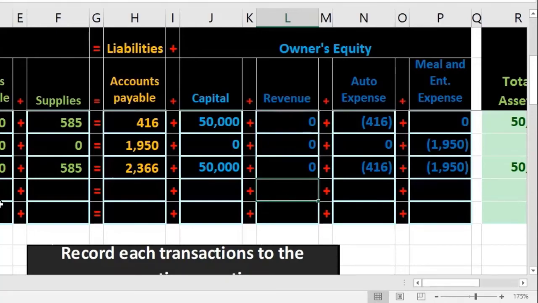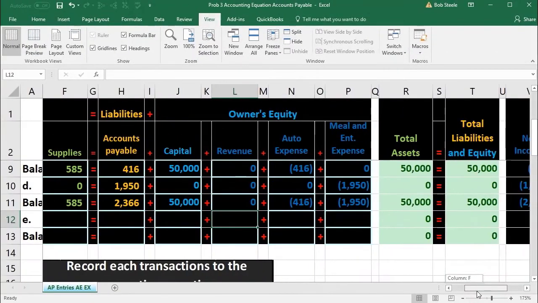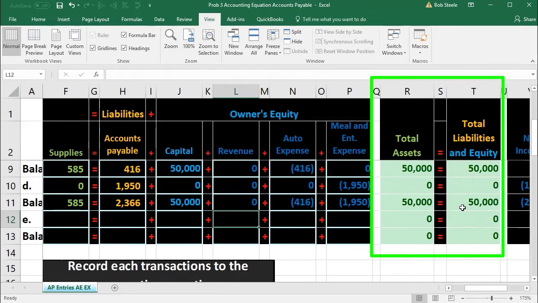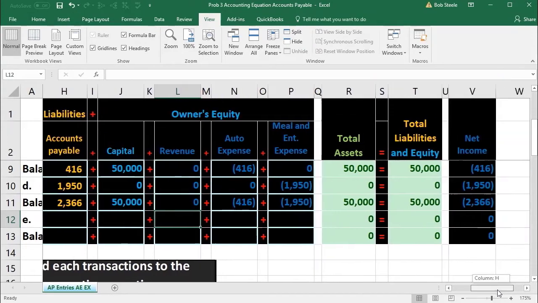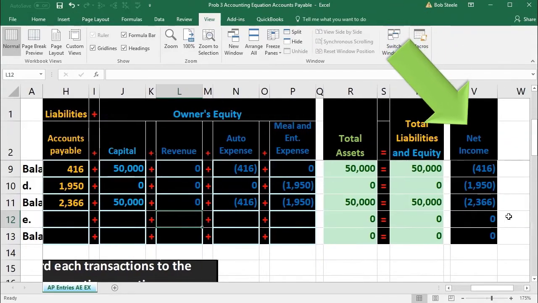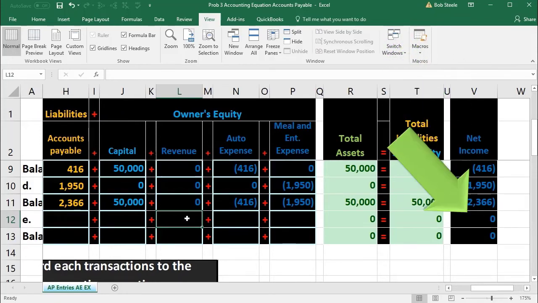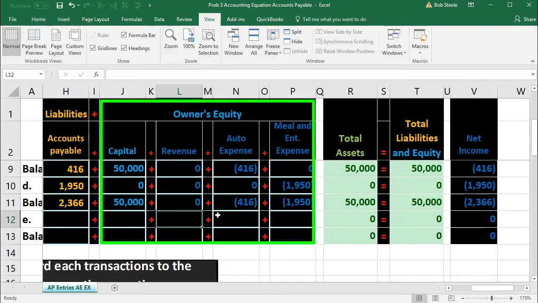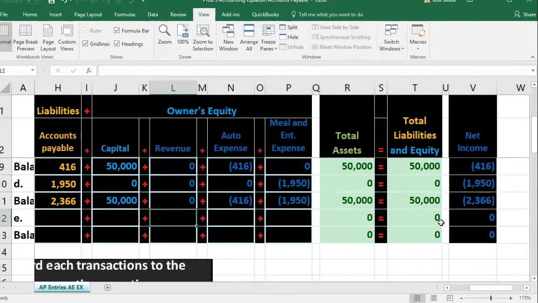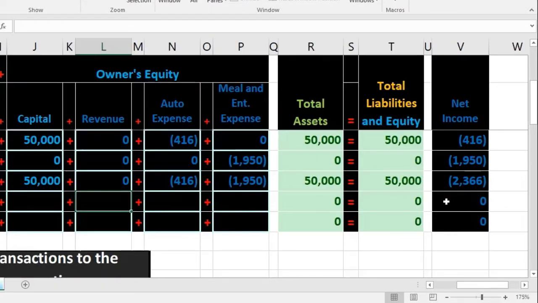So there is that data. We should now be in balance over here. We can see total assets equaling liabilities and equity. Net income is now calculated as a negative, negative 2,366. Revenue minus expenses, meaning that we only have expenses. We have no revenue at this point. Therefore, we are bringing down net income, or in other words, have a net loss, which is bringing down equity.